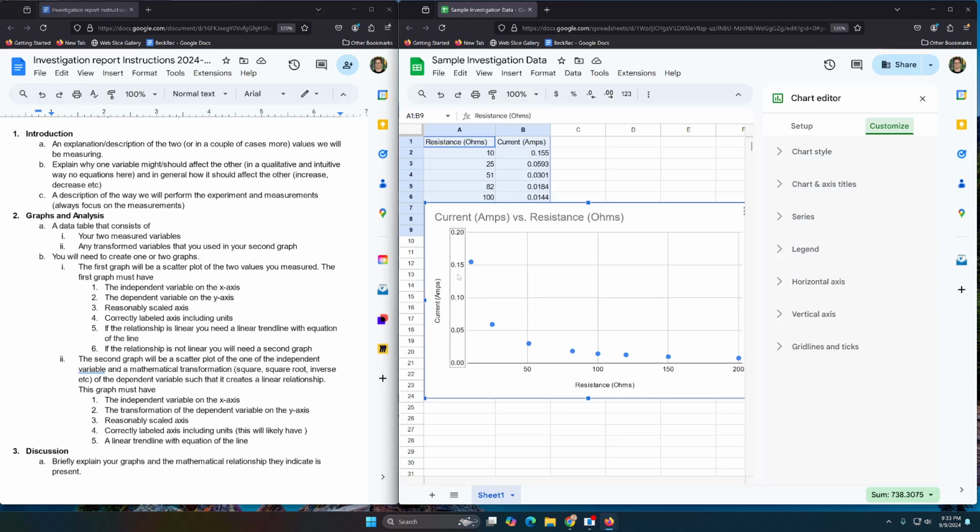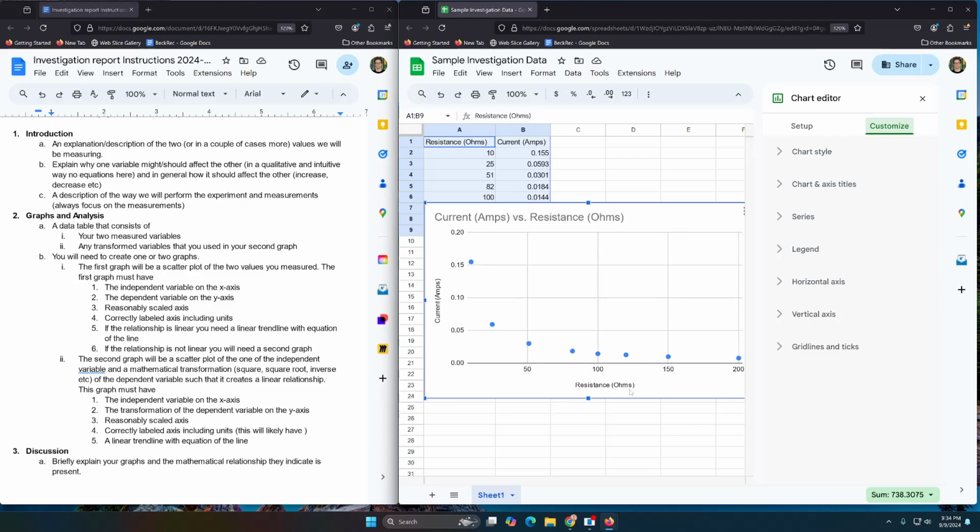One thing we have to make sure is that our axes are scaled, and they're scaled pretty well here. Google does a good job generally of scaling these. You can see it goes 0 to 200 spaced out. That's fine. If you want to change your chart and axes titles, you would go to customize, chart and axes titles here.